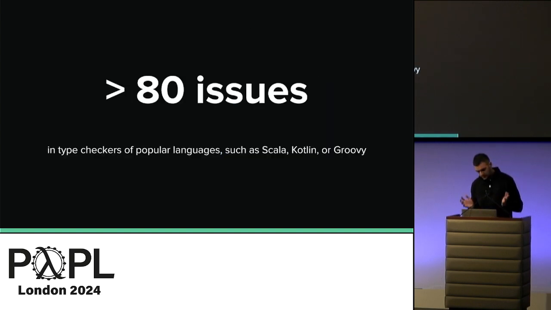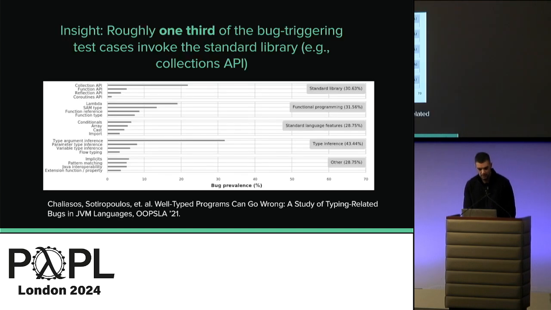These bugs were detected by our approach. Our approach tries to leverage APIs from existing software libraries and synthesize small client programs as a way to stress test type system implementations. And we have found more than 80 issues in popular type checkers.